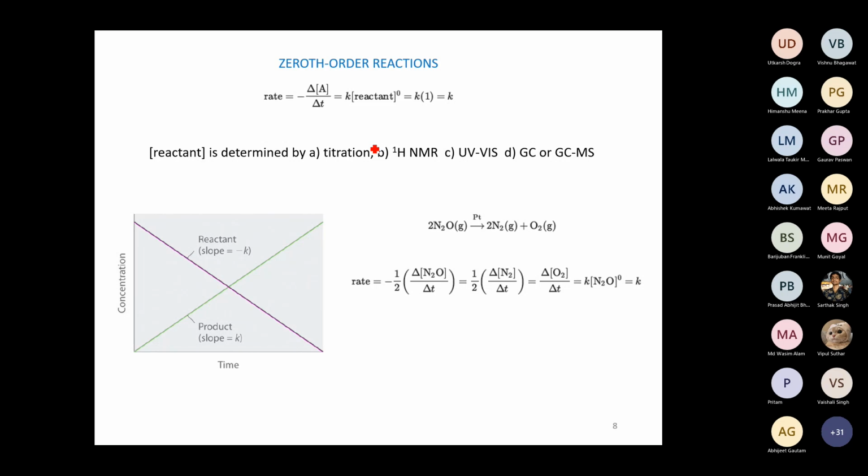If the product is difficult to analyze by titration, then several spectroscopic methods we can also use. For example, proton NMR, nuclear magnetic resonance, or UV-visible spectroscopy, or gas chromatography, which we also routinely use to run kinetics. So there are several instrumental techniques we can use to know the concentrations of the product or starting material with respect to time.